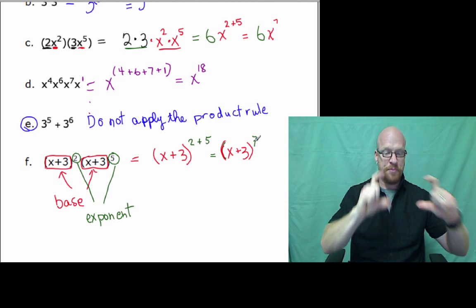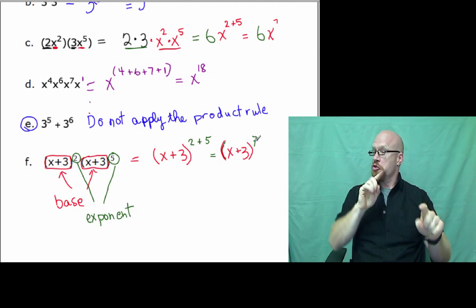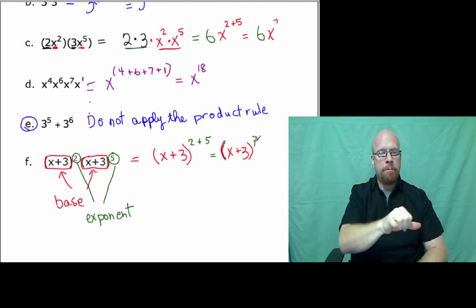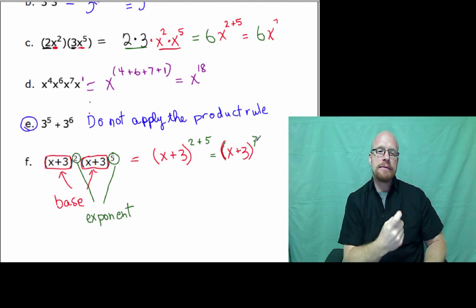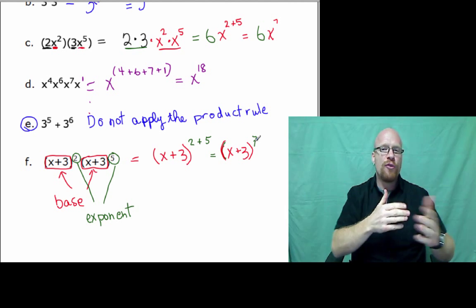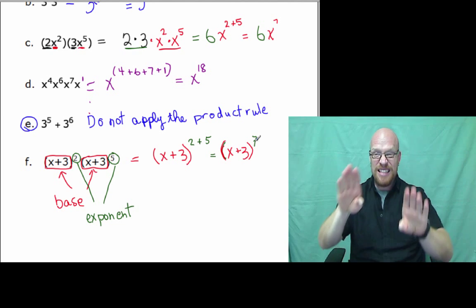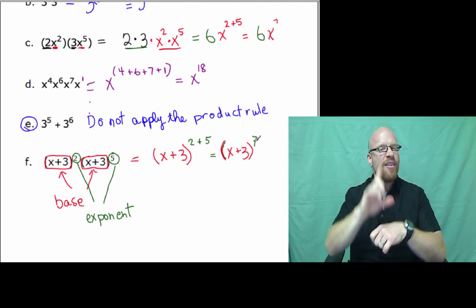Now the quantity x plus 3 could be a number. If we had a value for x, we could evaluate for a number. Now what that means is x plus 3 is the same base as x plus 3. It's handled the same way as if we had a single variable like x or t. So we take the base, x plus 3, and then add the exponents, 2 plus 5.